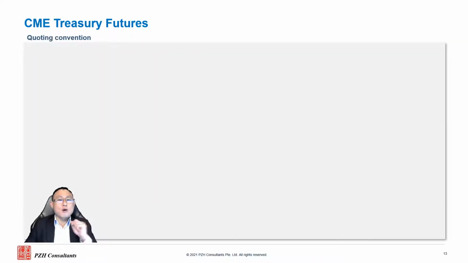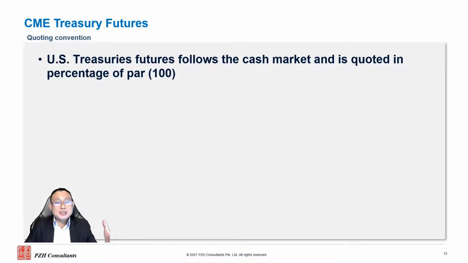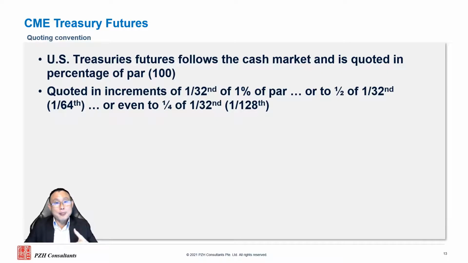Why? Because the quoting convention of US Treasury futures follows what we call the cash market, which is the actual physical US Treasury market. They are quoted as a percentage of par. So the treasuries themselves quote as a percentage of par, so the futures quote as a percentage of par, plus they quote in terms of fractions. Why? Because prior to the time of computers, this market actually started, I think, at the turn of the century or even longer. So there weren't many computers at that time. Computers were not invented, so it was easier for traders to use fractions.